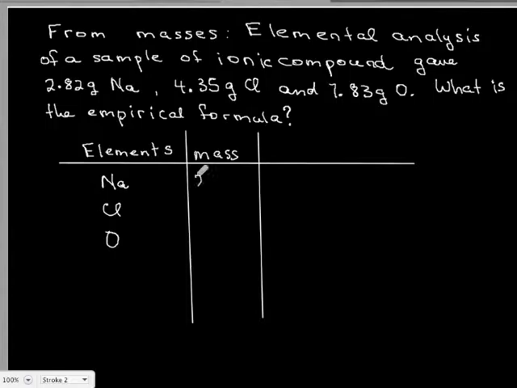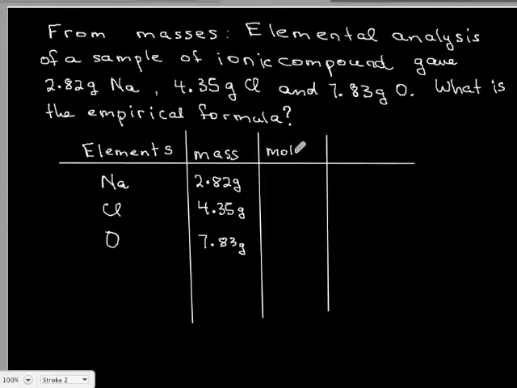You have 2.82 grams of sodium. Make sure all the mass units are in grams. 4.35 grams and 7.83 grams. Then you want to calculate the number of moles of each. So going from mass to moles, you will be multiplying by 1 mole over the atomic mass unit. We can get the atomic mass unit from the periodic table.